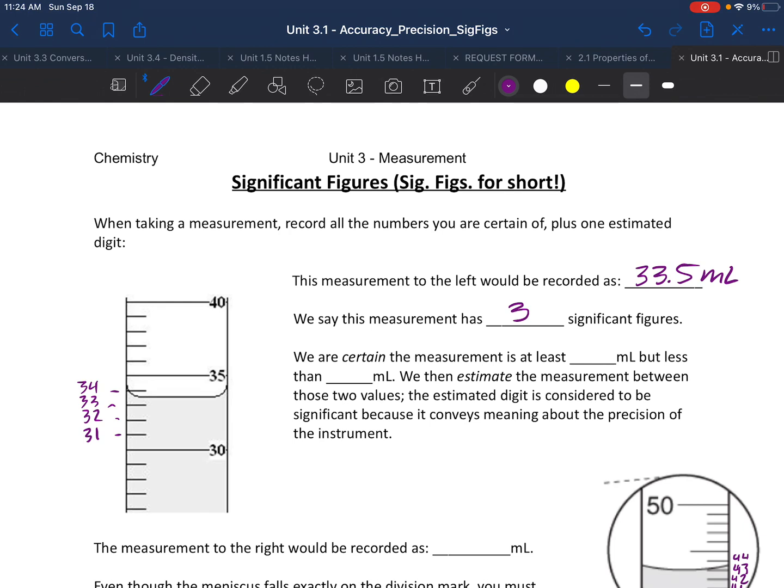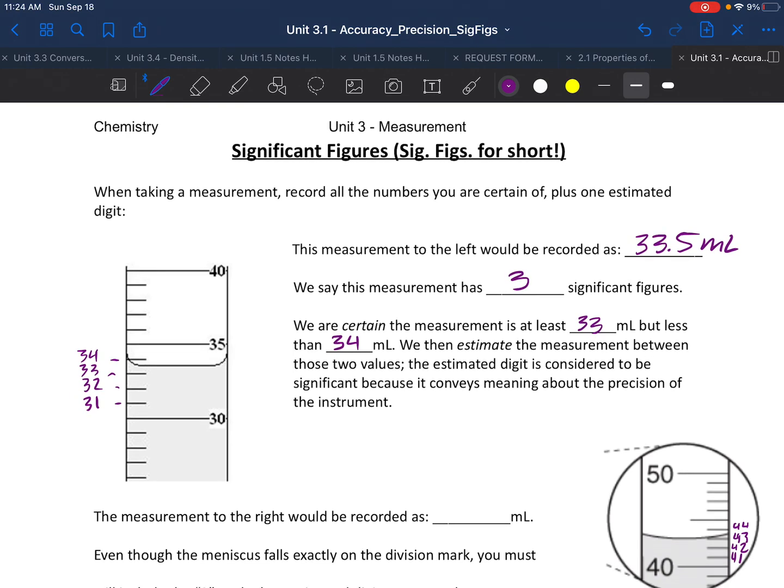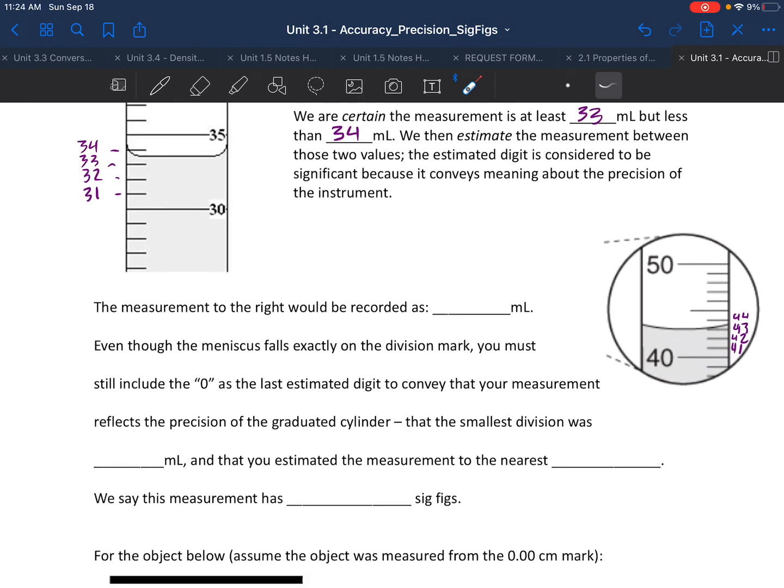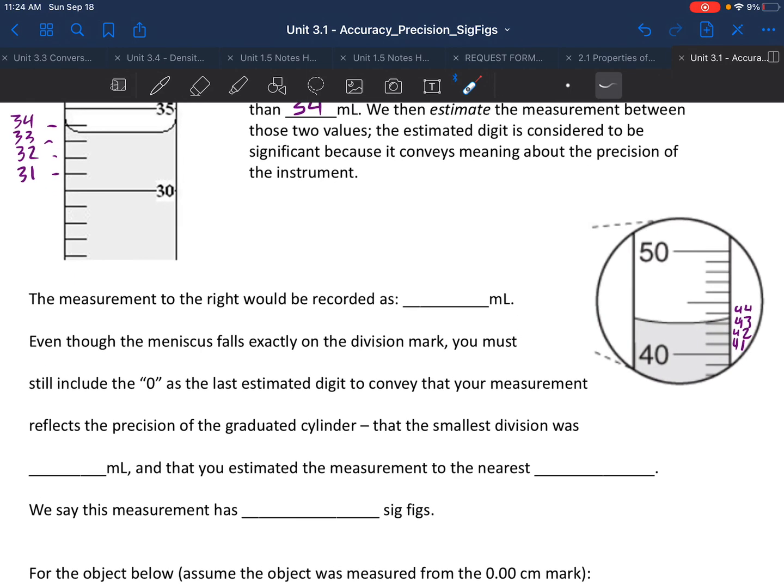Because we are certain that the measurement is at least 33 milliliters, but we know it's less than 34. So that estimation goes between those two values. So you always estimate one place further than what your instrument gives you. So if it gives it to you in 1 milliliter increments, you are going to estimate to the tenth. Let's practice this again with this figure.